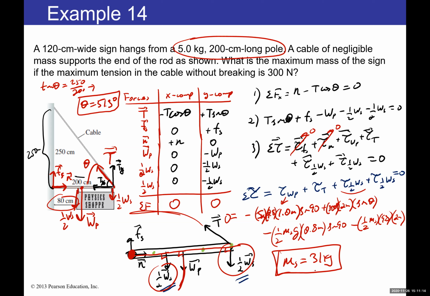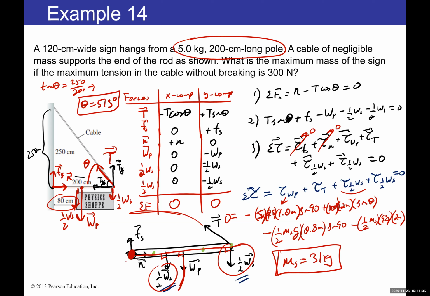And I used the net torque by choosing the pivot point to be where the pole connects with the wall, and it eliminates the static friction and the normal force. And then I have only four forces applying torque, and I know basically everything that I need right now to solve for the mass of the sign.